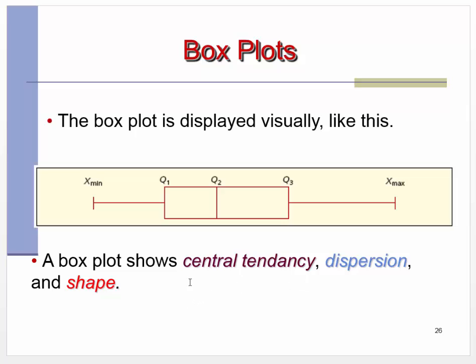The box plot shows central tendency. As you can see, this is all measure of central tendency here, and it shows dispersion, and it shows the shape. This one is clearly kind of skewed to the left.